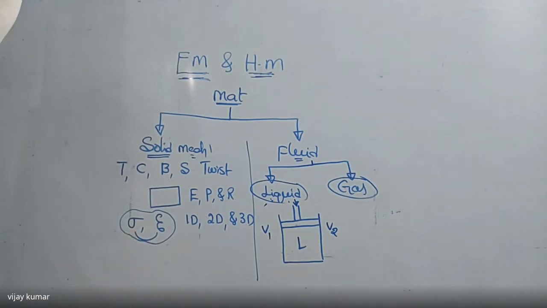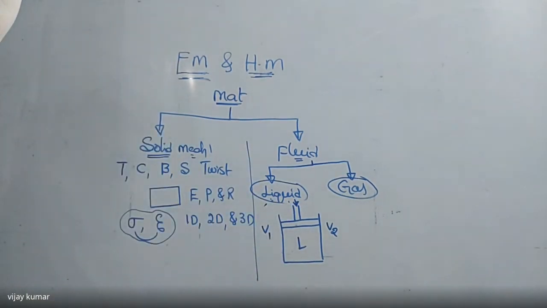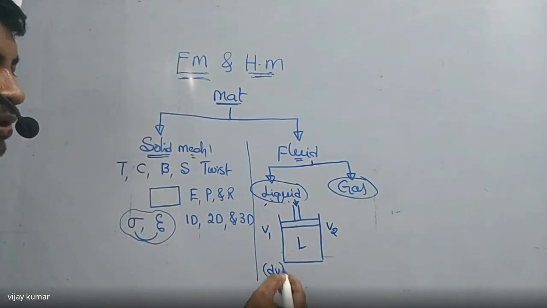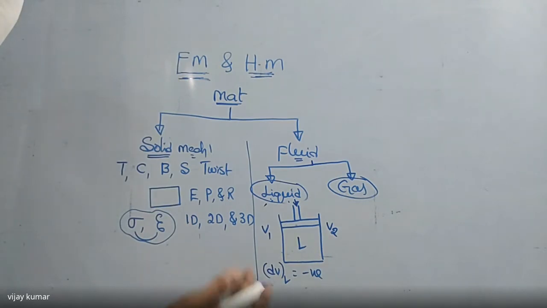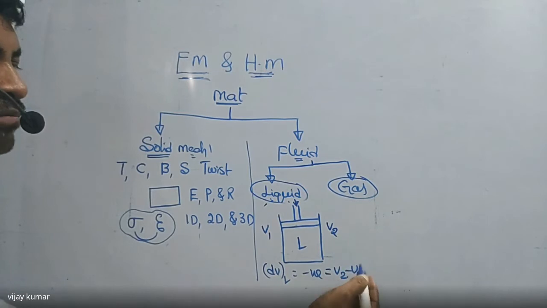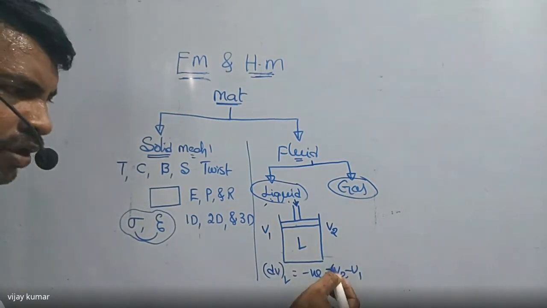What is the change in volume? If you observe this diagram, and you apply a compressive force in the vertically downward direction, its volume will reduce. So the change in volume of the liquid is negative. Why? Because we always write V2 minus V1, and V2 minus V1 gives a negative value. Check how much we get.